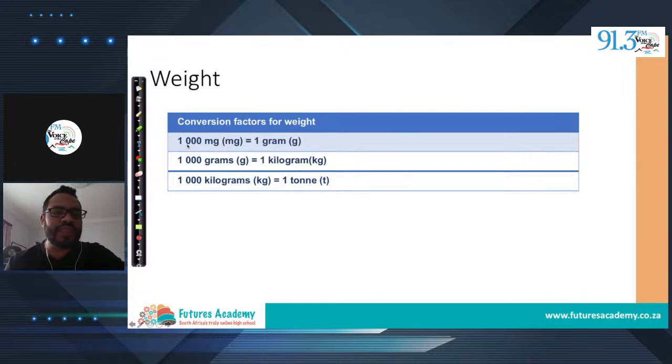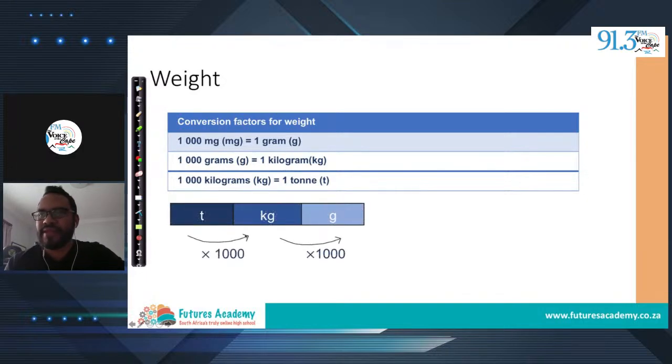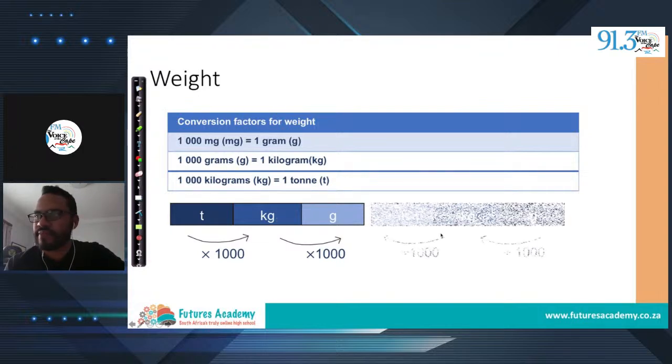There are 1,000 milligrams in a gram. There are 1,000 grams in a kilogram. And there are 1,000 kilograms in a ton. From ton to kilograms, multiply by 1,000. And once again, remember the general rule: larger unit to smaller unit, I must multiply. Kilograms is larger than grams, hence I must multiply again.